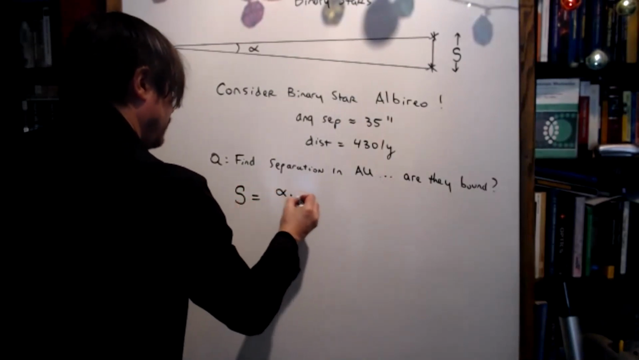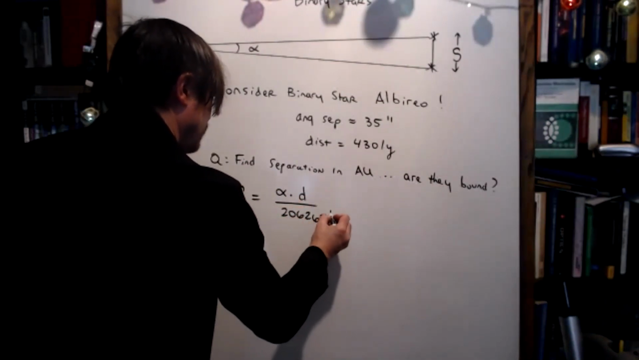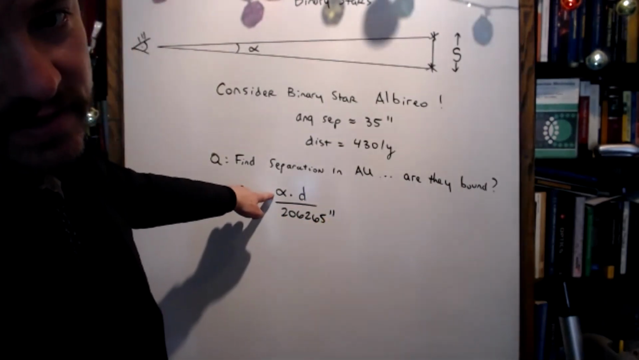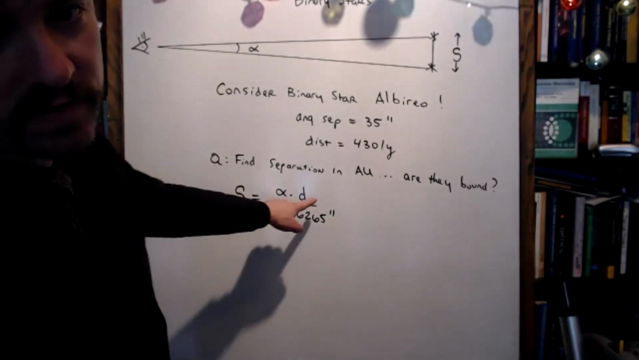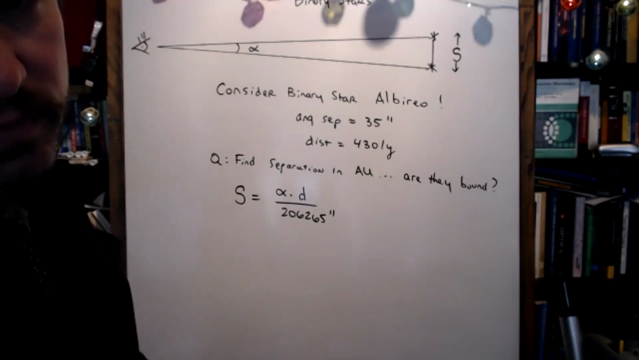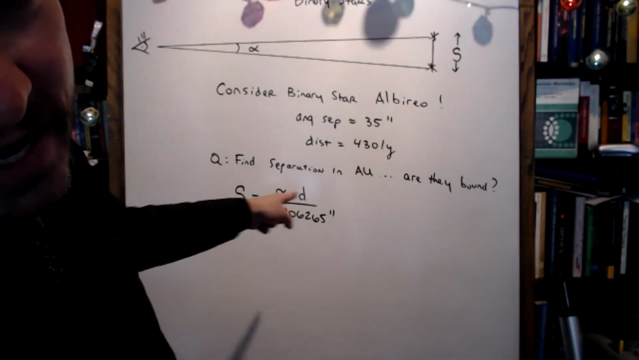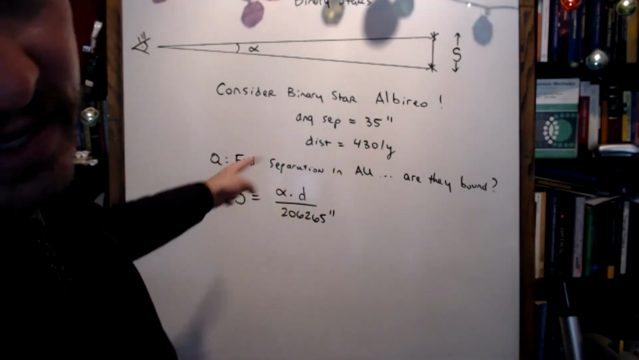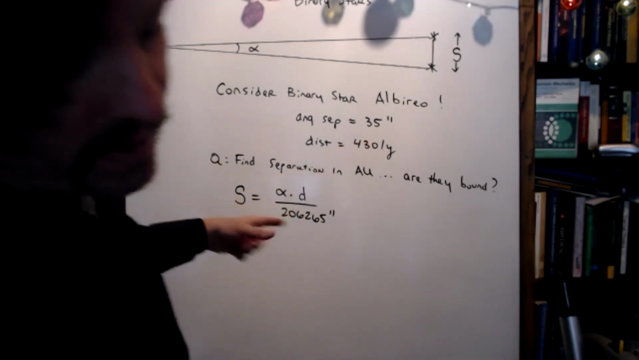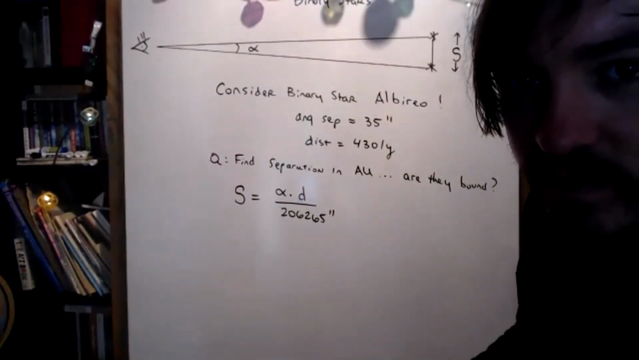S is alpha times D over 206,265 arc seconds. If I plug in arc seconds there, that cancels. So the units of D and the units of S will be the same. I can either plug in light years in the beginning, get light years in the end, and then convert it, or I can convert light years to AU and then plug it in. Either option is totally okay. Which one do you prefer?